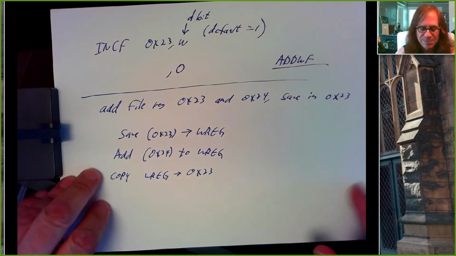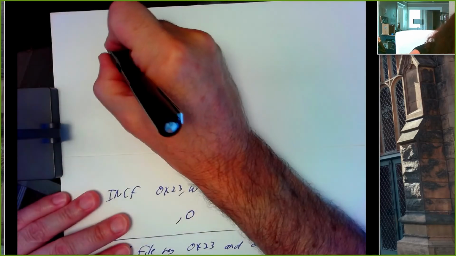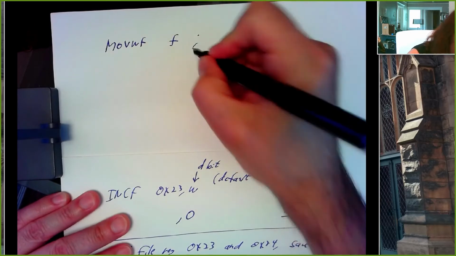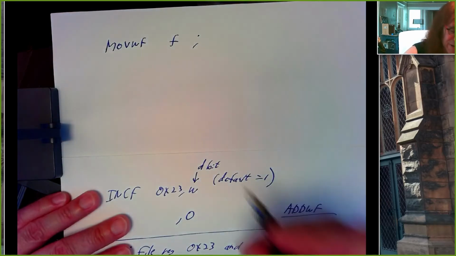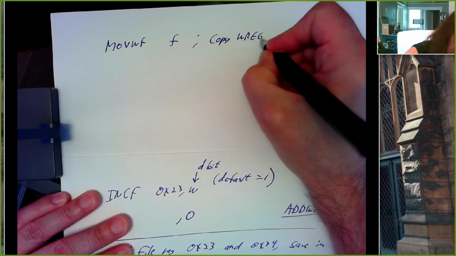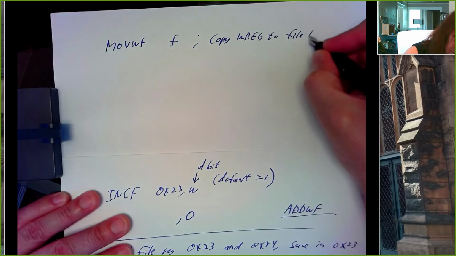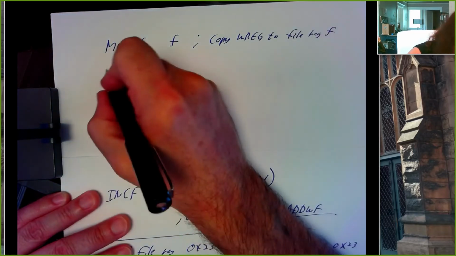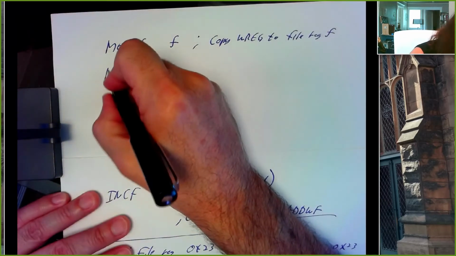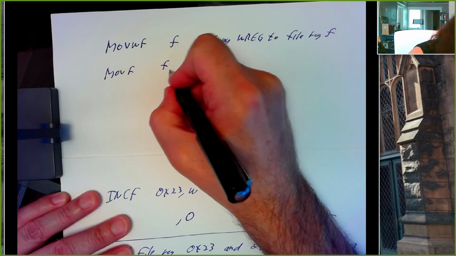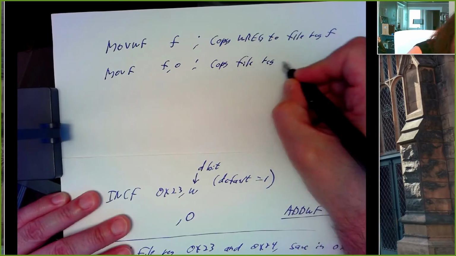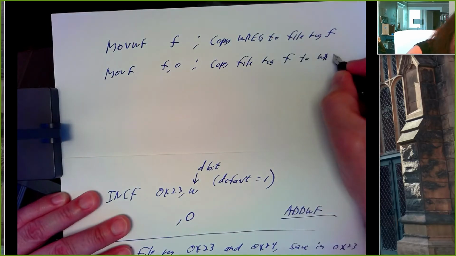So let me put a little sidebar here. If we say move WF and we just specify a file register, this says copy W register to file register F. If I want to go the other direction from a file register into the W register, I can say move F, F comma 0. This says copy the file register F to the W register.